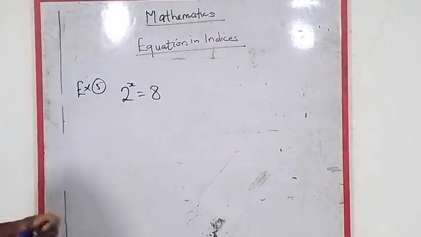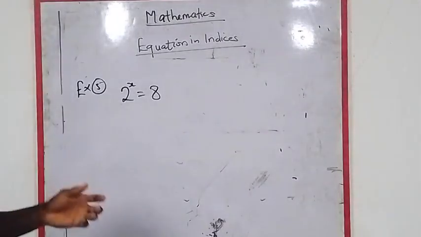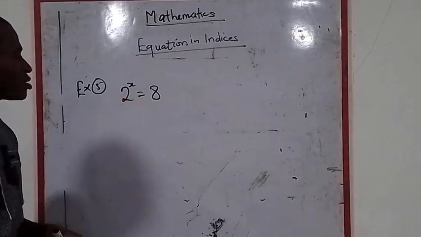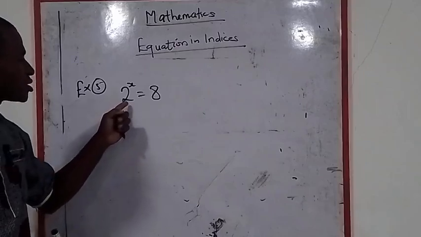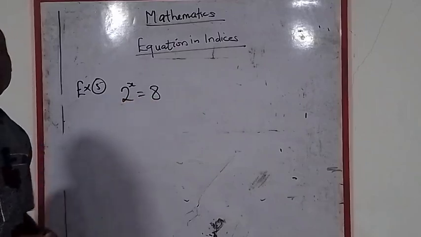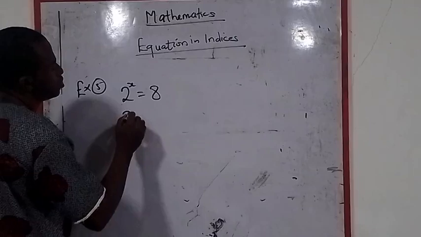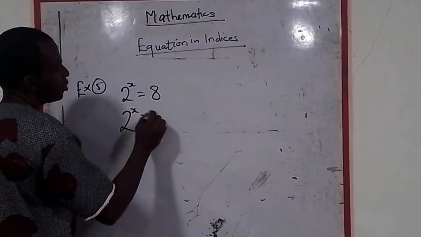So in this case, what we normally do is that we try to raise all the powers to the same base, because it's possible for us to raise 8 to the same base of 2. You can see that we can calculate for it. Then now, 2 raised to the power x is equal to 2 raised to the power 3.